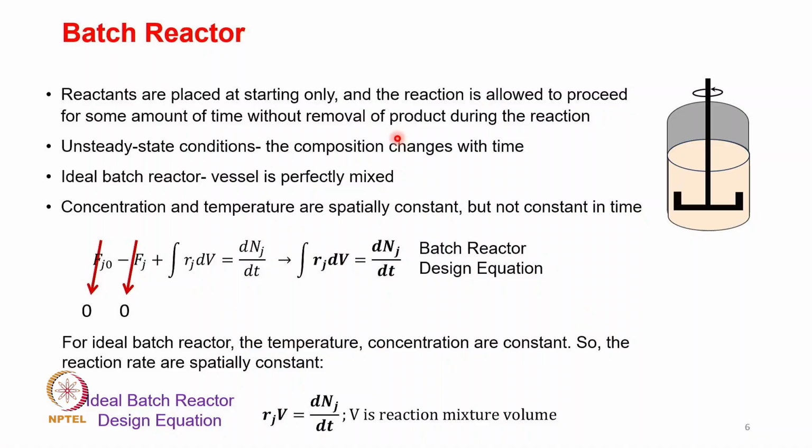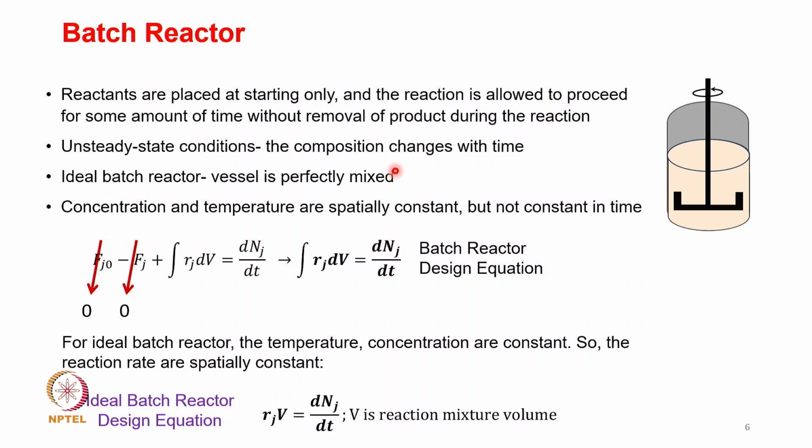In the batch reactor, the reactants are always placed at the start. There is no more feeding intermediately. The reaction is allowed to proceed for some amount of time without the removal of product during the reaction. So you charge the reactor with your reactants, then you close it, and you allow the reaction to proceed for the desired time, which we call the batch time of the process.